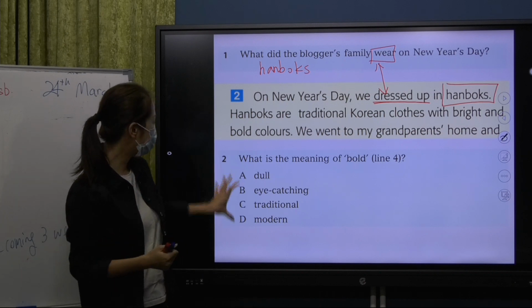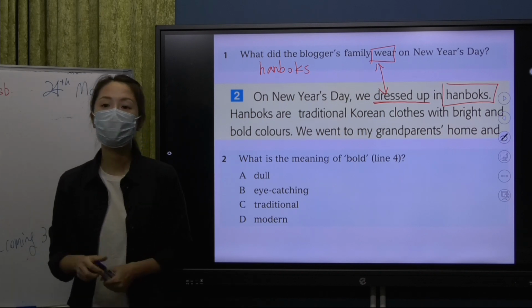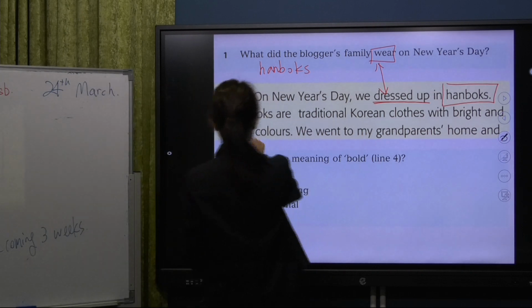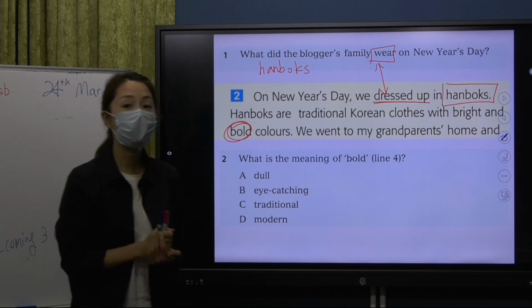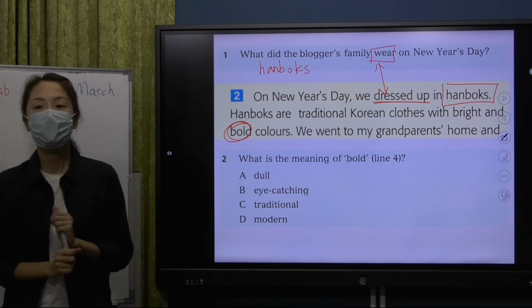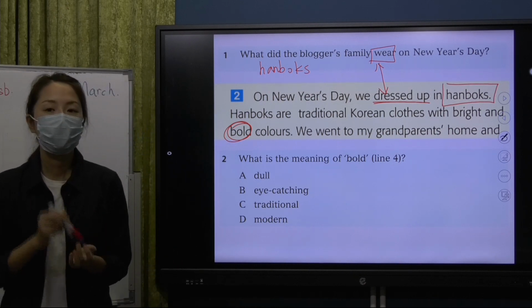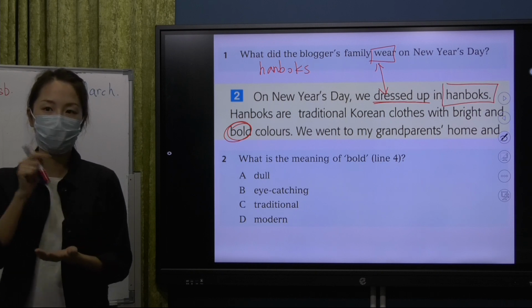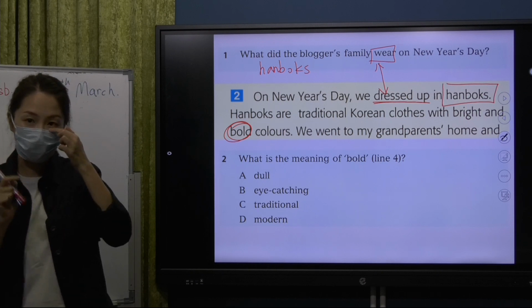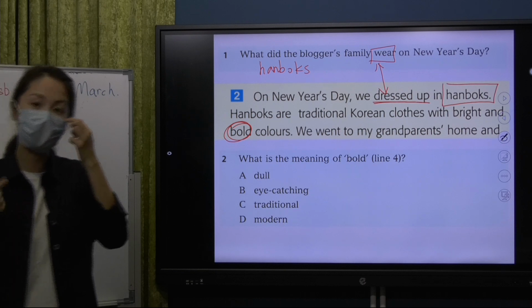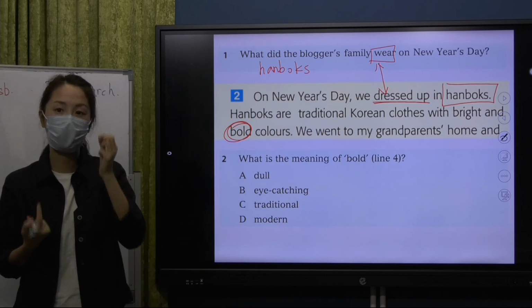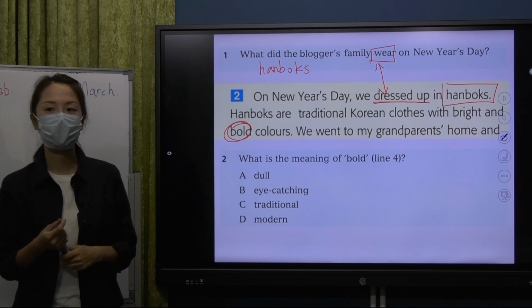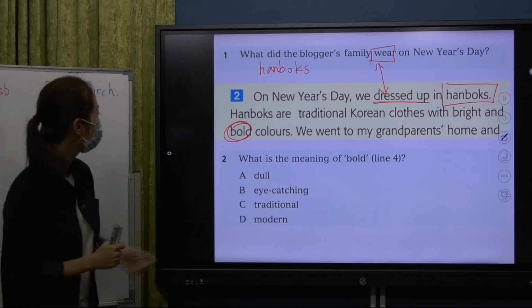And then let's look at number 2. What is the meaning of bold in line 4? So you will find the word here. Bold, this word may be very difficult for you, you have never seen it. And also if the question is asking you bold, suppose you do not know the meaning of bold. You have to guess, okay? This is what they want you to do. Guess the meaning of bold. So how to guess the meaning? Let's look at the sentence together, okay?